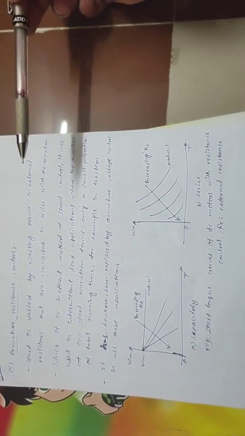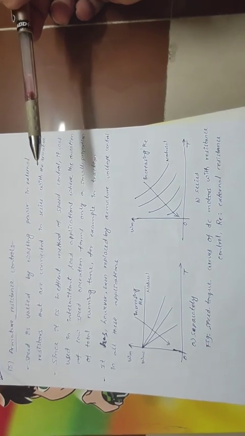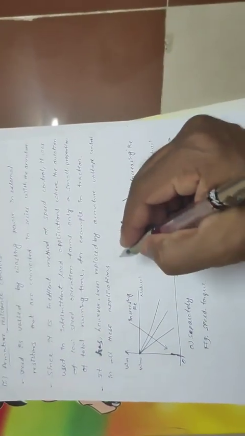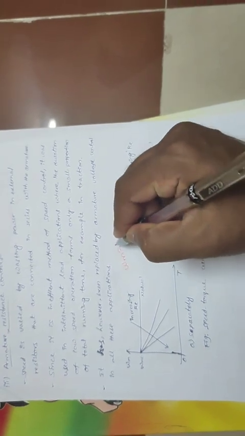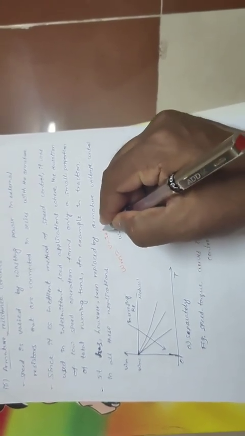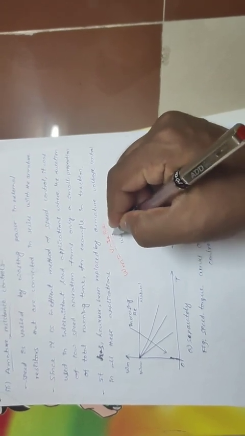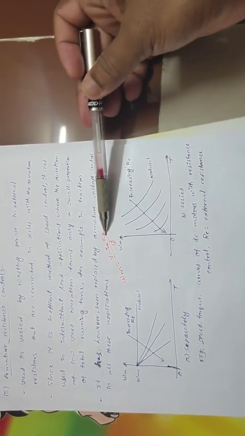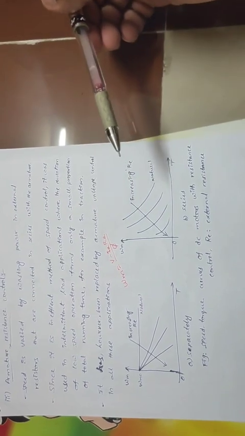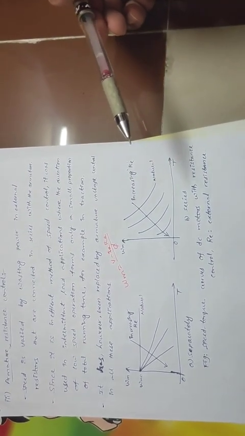And the last one is the armature resistance control method. In this method, we need to control the armature resistance. What is the equation? Omega m is equal to (V minus Ia Ra) by phi. So here the Ia Ra drop is there. The speed is varied by wasting power in the external resistance that is connected in series with the armature. In series with the armature, we connect one resistance. By wasting the power in that resistance, your speed is controlled.